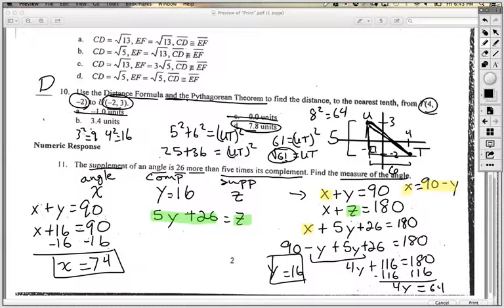Okay, I don't expect it to be this hard quite on your test, but it's still good preparation to practice that whole substitution and setting up equations and all that kind of stuff.